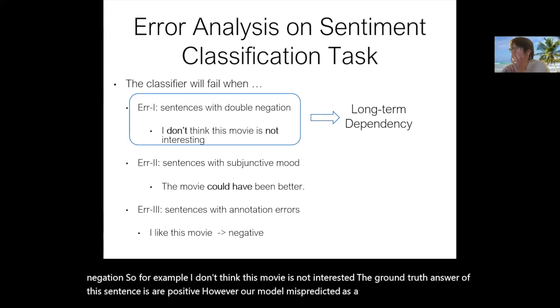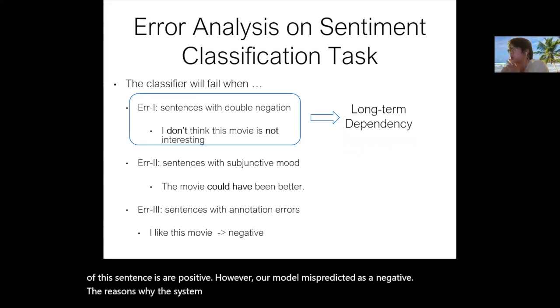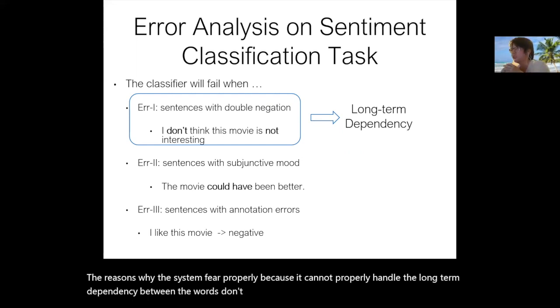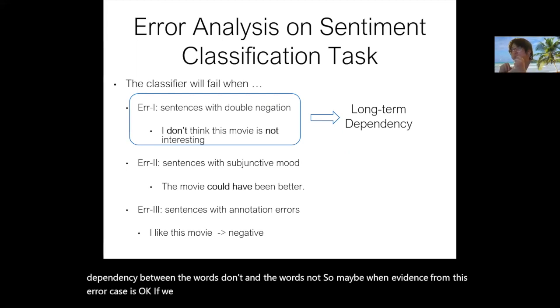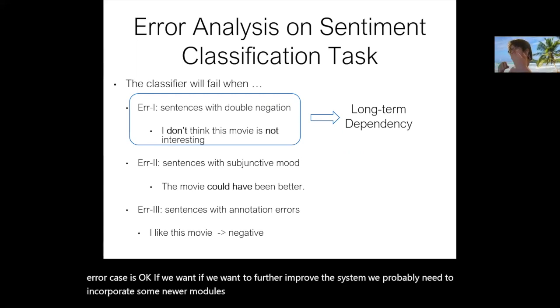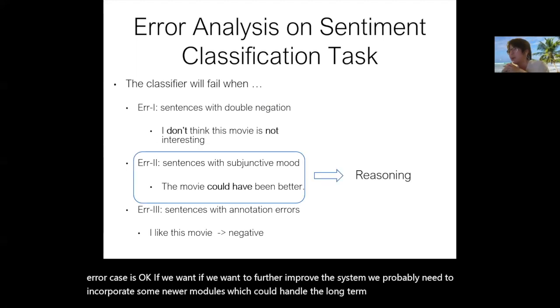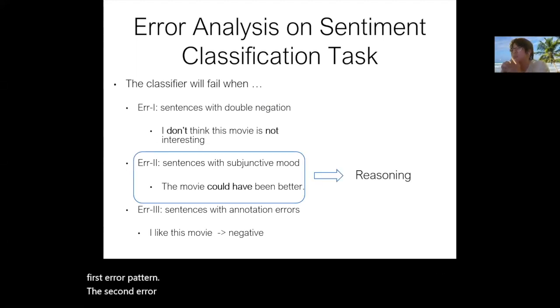The reason why the system failed is probably that it cannot properly handle the long-term dependency between the words "don't" and "not". So one piece of evidence from this error case is that if we want to further improve the system, we probably need to incorporate some neural modules which could handle long-term dependency. This is the first error pattern. The second error pattern is samples with subjunctive mood. For example, "The movie could have been better."